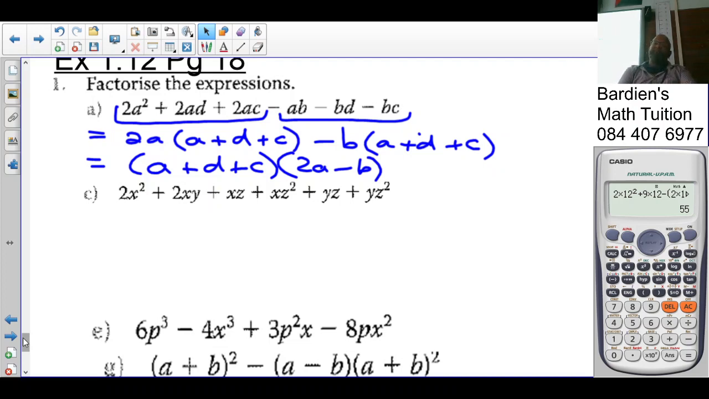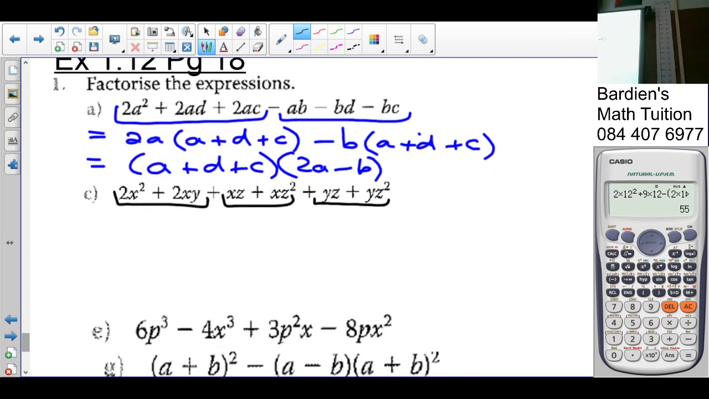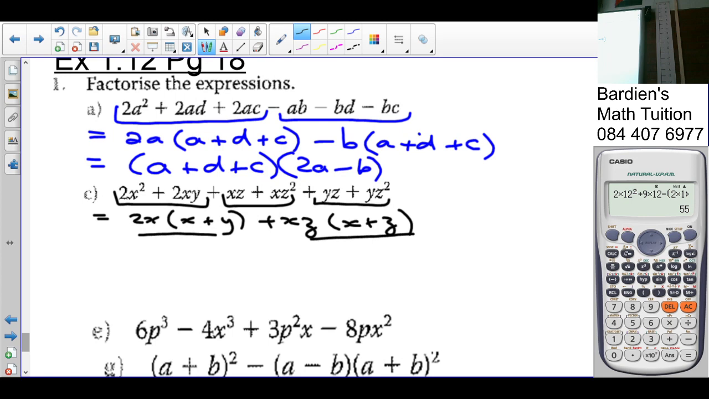Done with the next one? Yes, okay. Are we going to group here? 2, 2, 2? Not so. So you're going to take out 2x as the common factor. We're left with x plus y. You're going to take out xz as a common factor. We're left with x plus z. Would we be able to get a common bracket out there? No. So what must we do? We must rearrange.